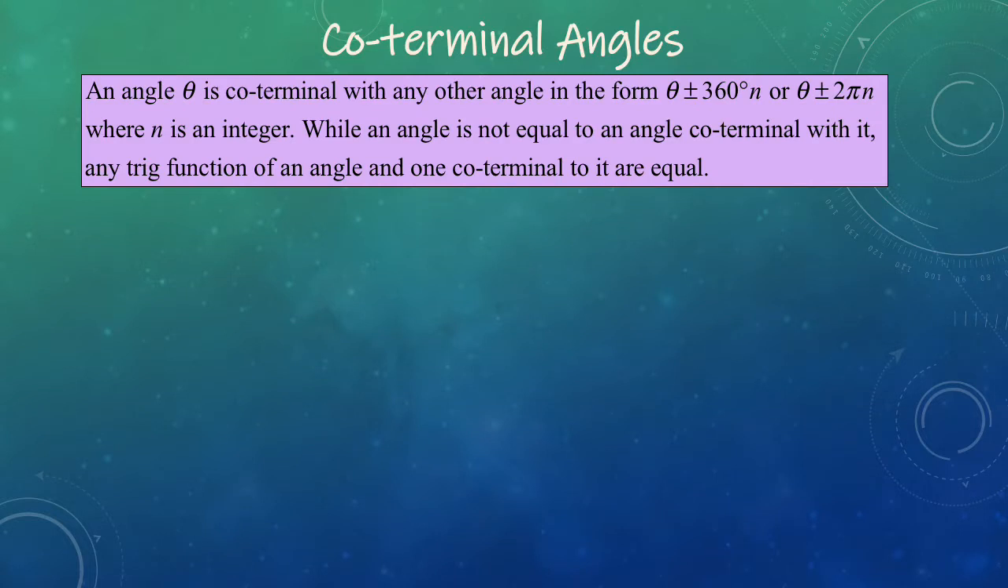So, an angle theta is coterminal with another angle in the form of theta plus or minus 360 degrees n, or theta plus or minus 2 pi n if we are in radians, where n is an integer. And while an angle is not equal to an angle coterminal with it, any trig function of an angle and one coterminal to it are equal.